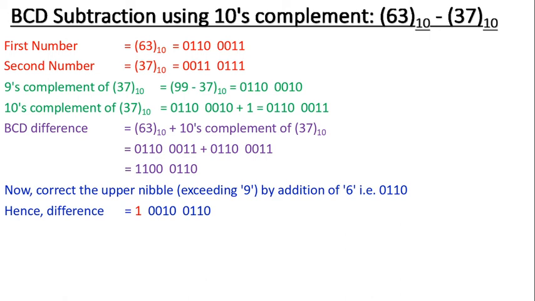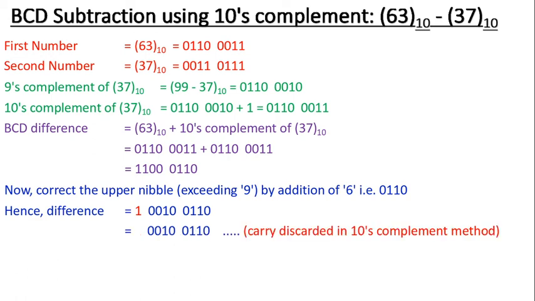Here also in case of tens complement, that final carry, which is shown by a different color, red, is to be discarded. So the final difference is written by discarding that final carry. So the difference is equal to 0010 0110. Inside the bracket, the comment has been written: carry discarded in tens complement method.